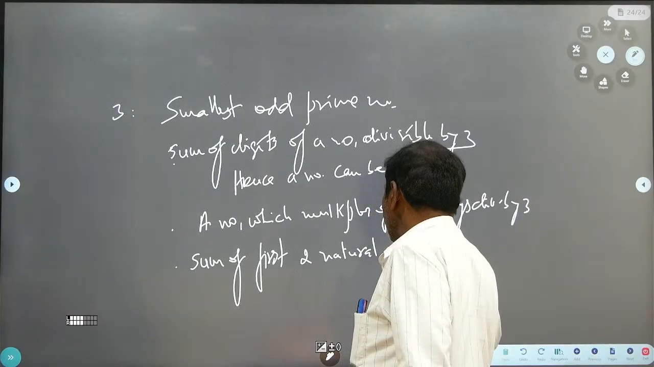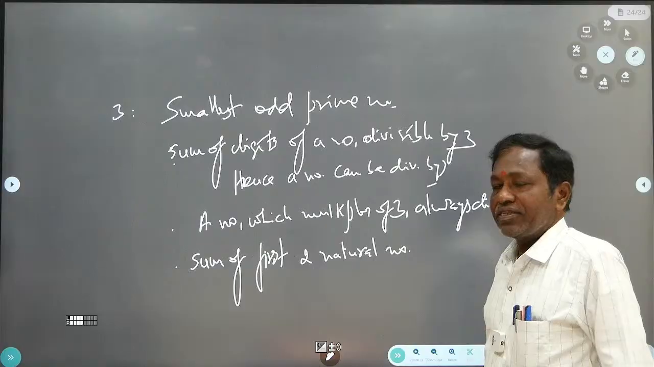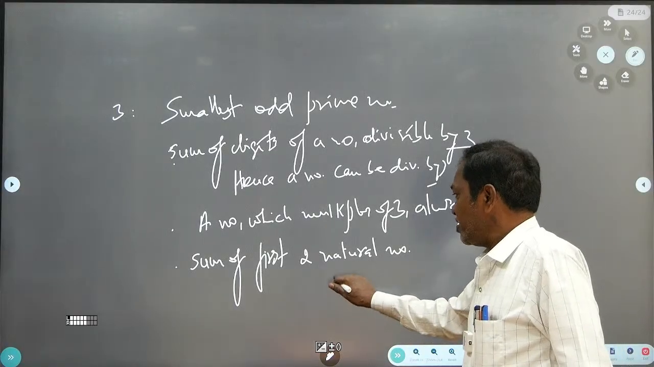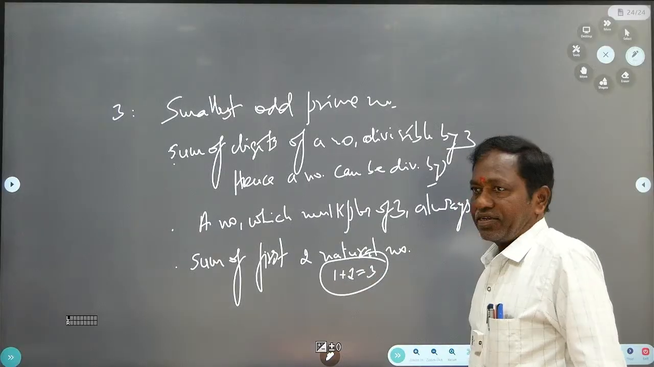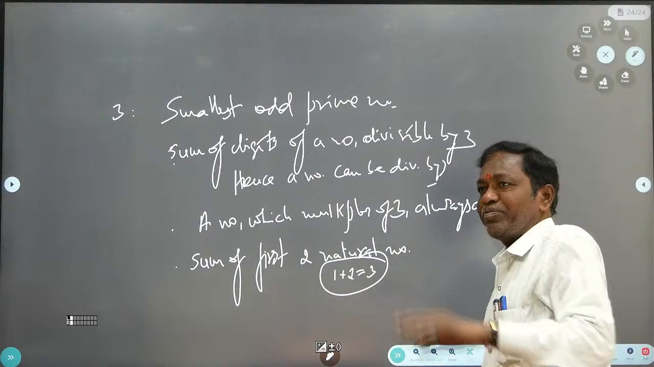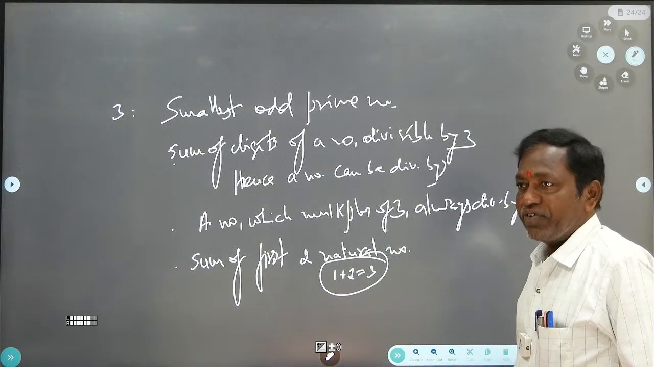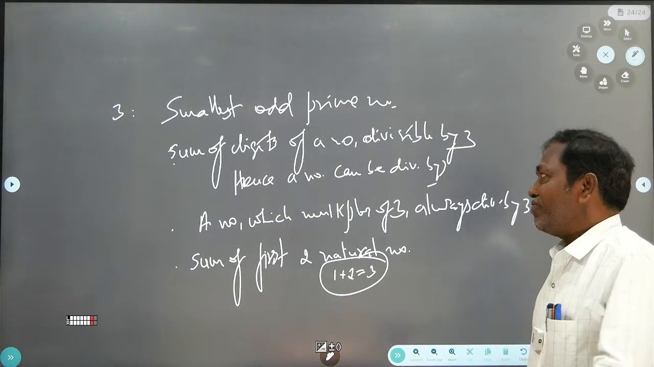Sum of first 2 natural numbers: 1 plus 2 is equal to 3. That is the thing. This property is exclusive for only this number, not for any other number. It's like that. So, fine.